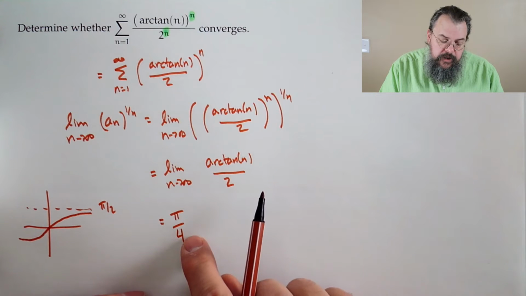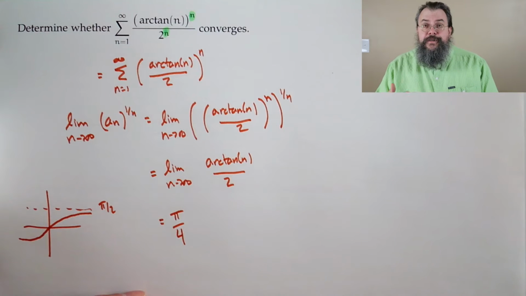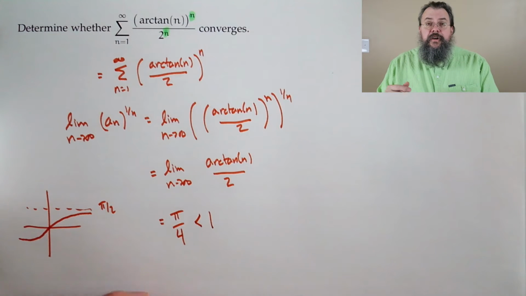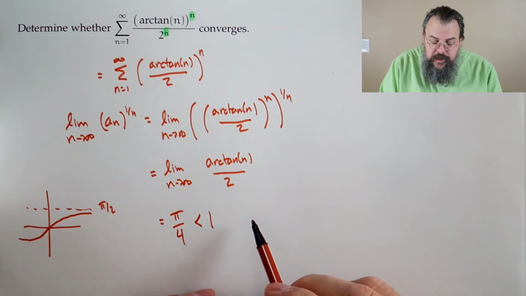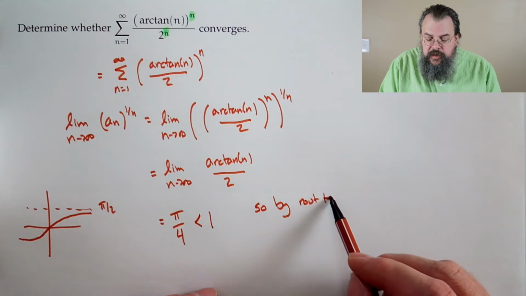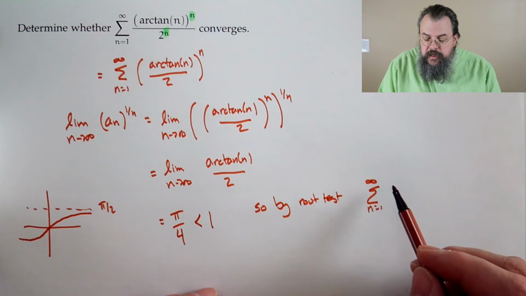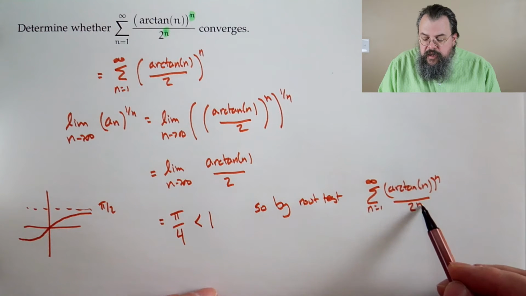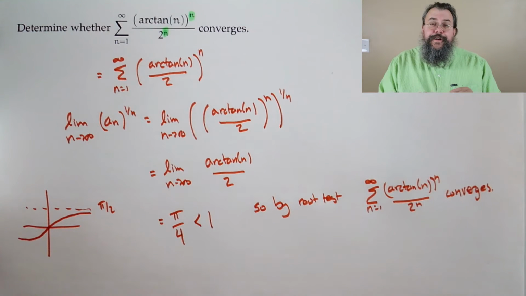So, is pi over 4 below 1 or above 1? Well, pi is about 3.14, which is below 4. So pi over 4 is below 1. We don't need to know how far below 1. We just need to know below 1. That suffices. And so, since it's below 1, that converges. So by the root test, we can say that the sum from 1 to infinity of arctangent of n to the nth power divided by 2 to the n converges. And we're done. Wow, amazing.